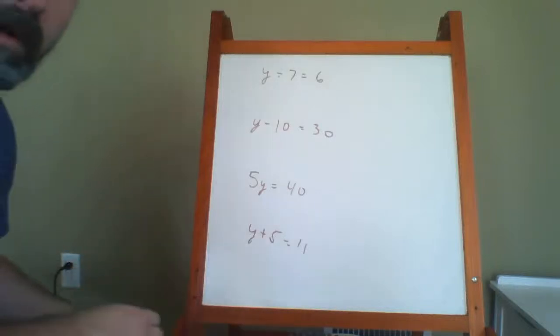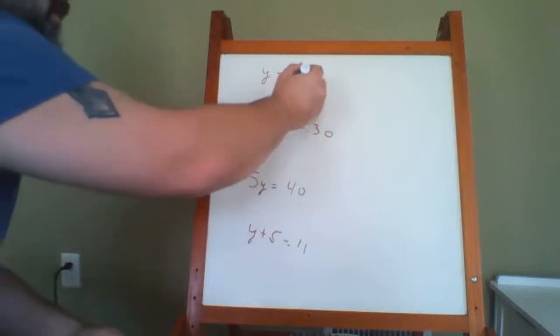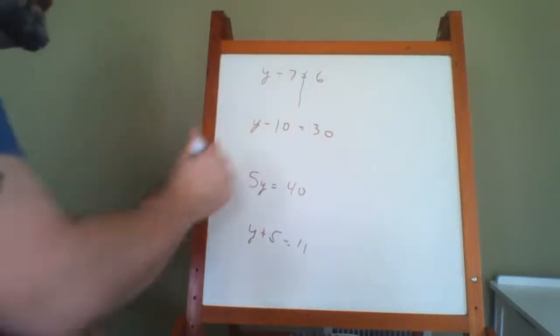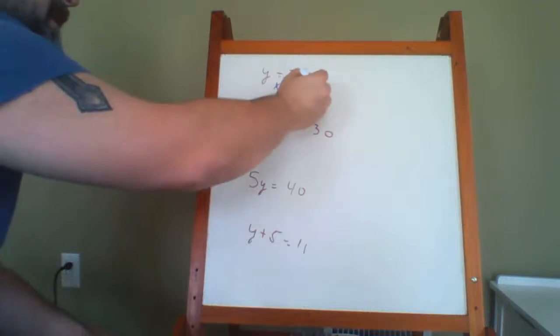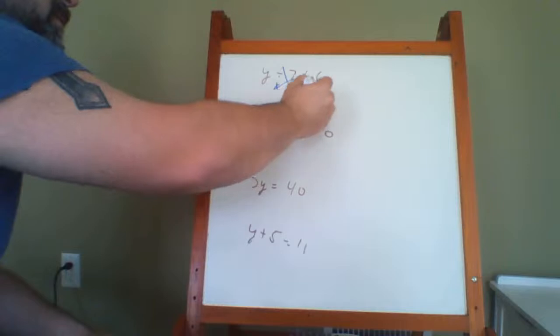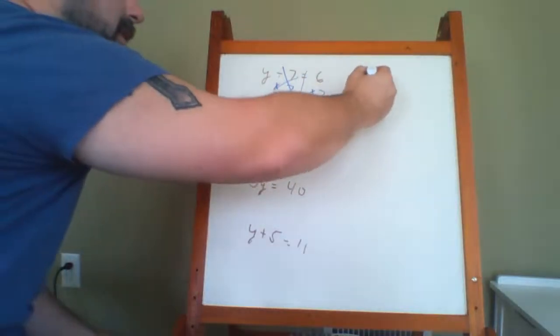All right, hopefully you paused it like you were supposed to, and now we're going to go over these. We're going to draw the wall. It says y divided by 7. The opposite of dividing by 7 is to multiply by 7. The opposites cancel out. Y equals 7 times 6, which is 42. Y equals 42. Now rewrite the problem and check.